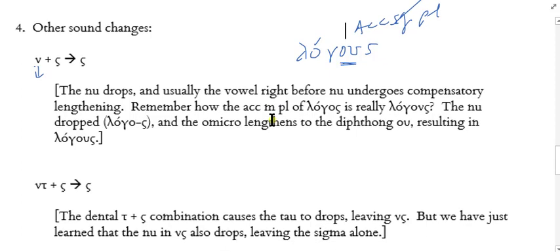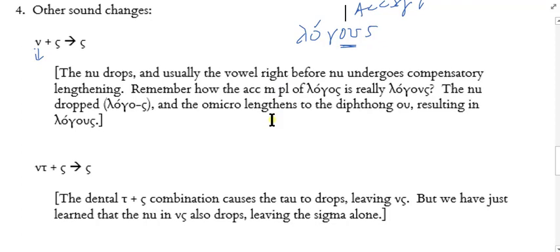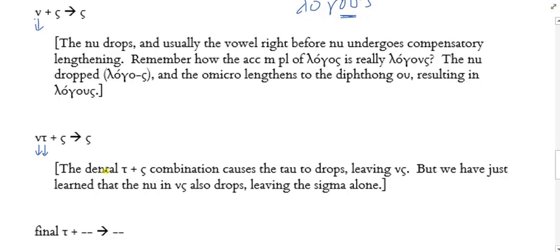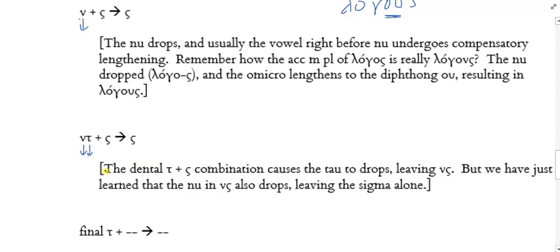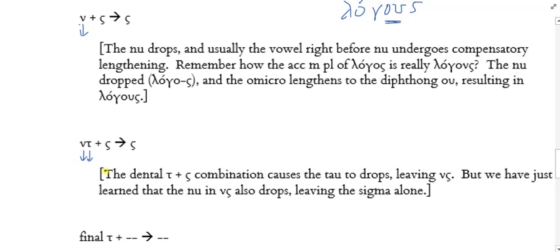Okay, now, nu tau. If I have a nu tau meeting a sigma, what's going to happen? Taus are dentals, so they will drop out, right? And that would leave a nu before sigma, and nus before sigma also drop out. So both of them are going to fall out, okay? And I'll just have the sigma all by itself. And we will see that as well. Well, we'll come to some third declension nouns where that becomes an issue for us.